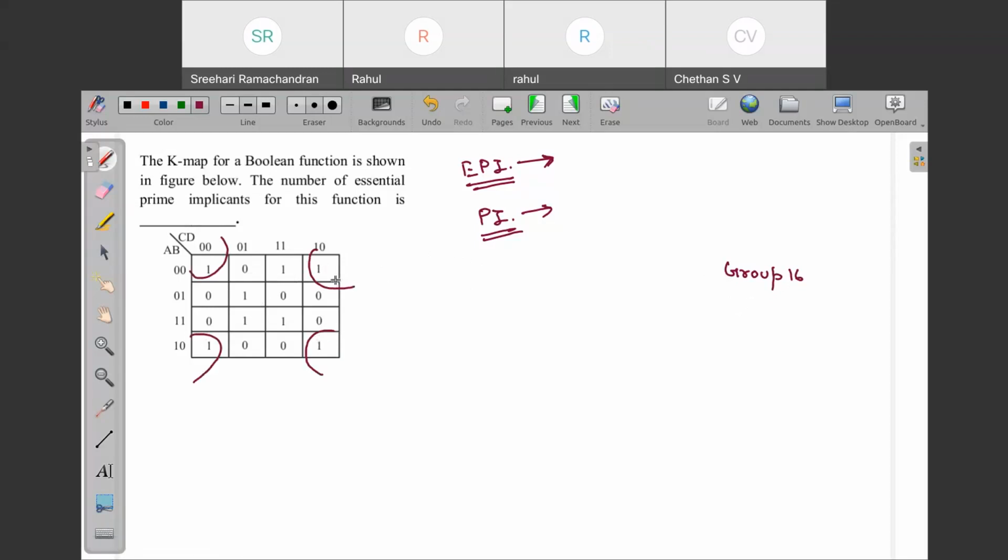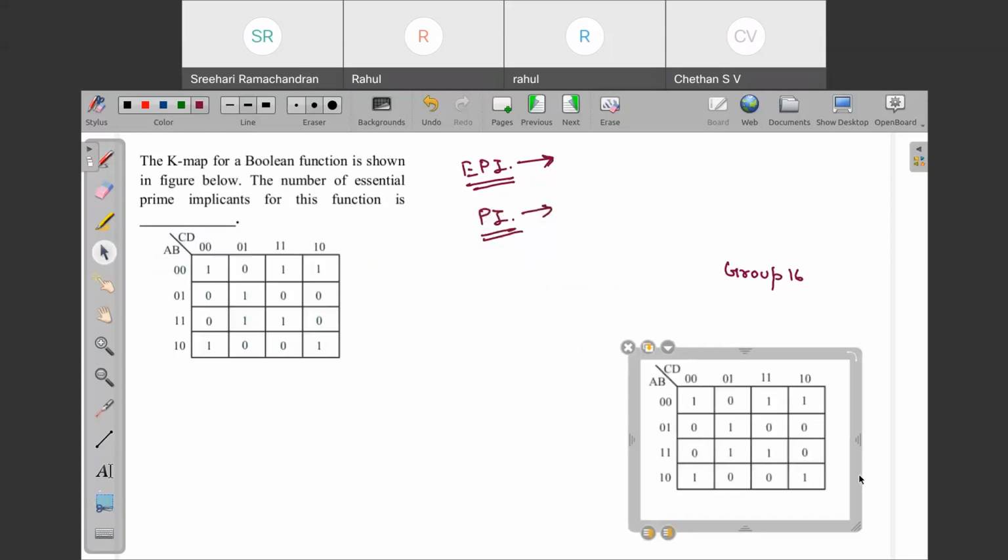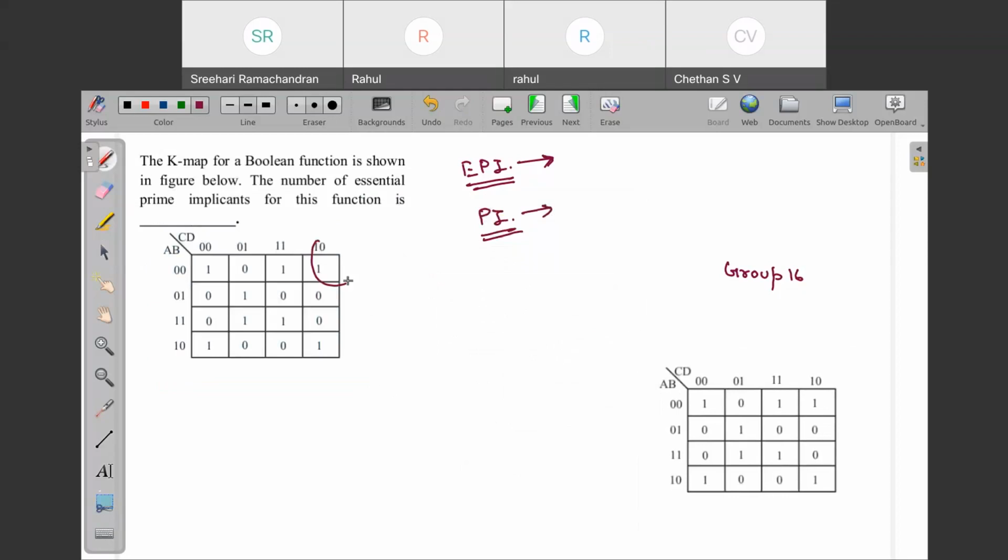This is one group of 4. Now, can I make any other group of 4 using these 4 ones? No, I cannot. So this is one prime implicant. At the moment, we are just discussing prime implicants. So we don't have any more groups of 4. So the group of 4 we have made, and we have maximized the group size also irrespective of requirement in 4.